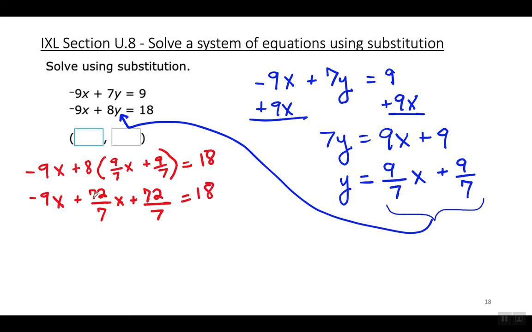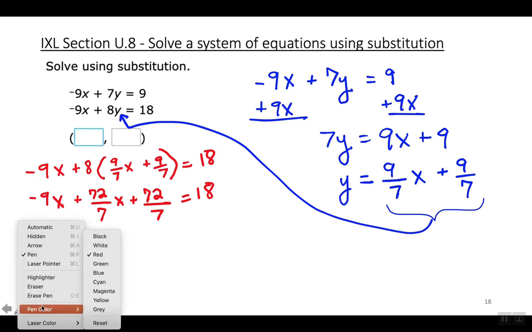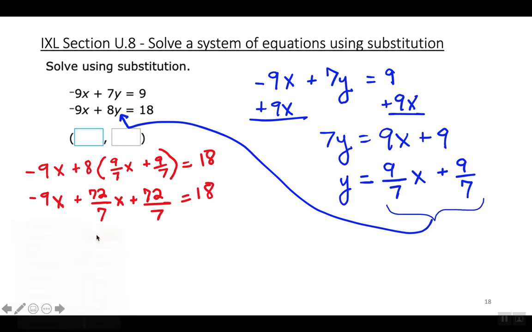Okay, now to combine these two x's, I have to change the negative 9 to an equivalent fraction that has a 7 on the bottom. So I'm going to think, what number divided by 7 equals negative 9? That would be negative 63. Negative 63 divided by 7 will give you negative 9. So that's an equivalent fraction.